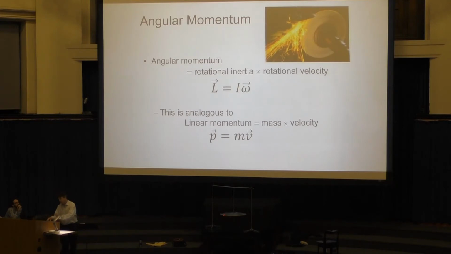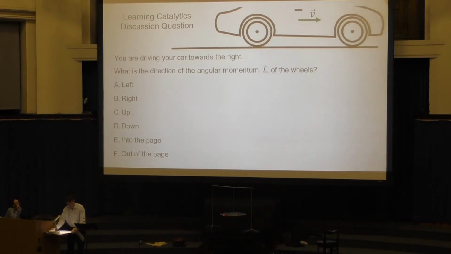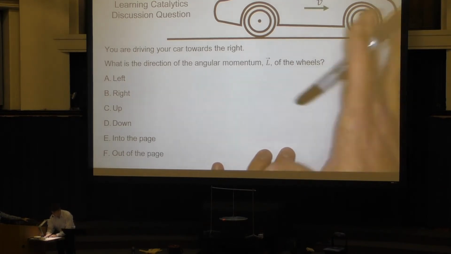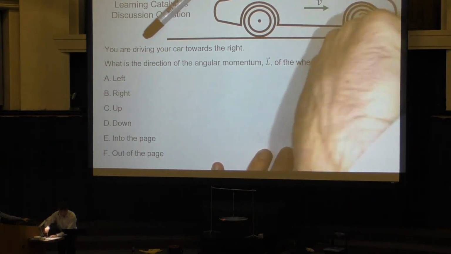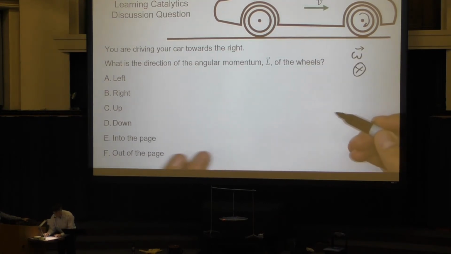One more Learning Catalytics question, which is just: what is the angular momentum of the wheels? What direction? You have 1 minute to discuss. I think that it's going to be something like this, omega. So I'm going to curl my fingers in the direction of omega. We sort of started with this, and so my thumb has to point down, out of the page. So omega, sorry, into the page, right? E.